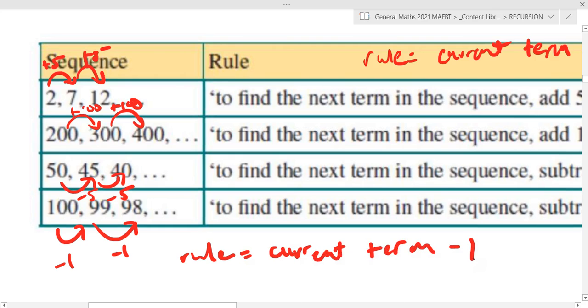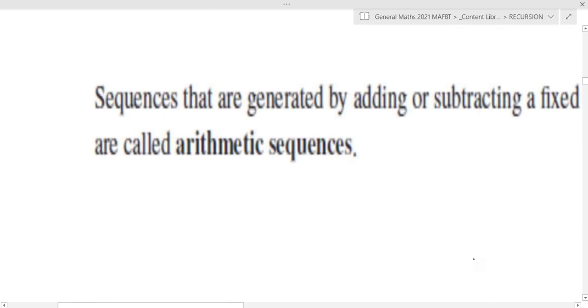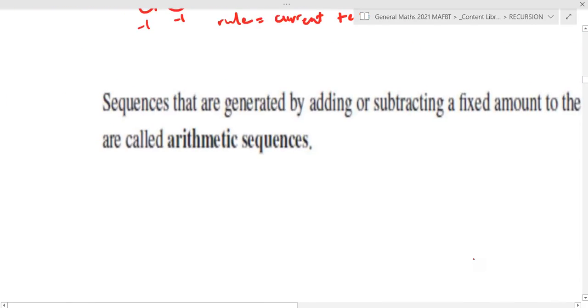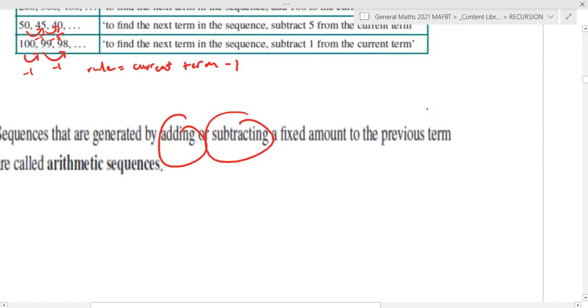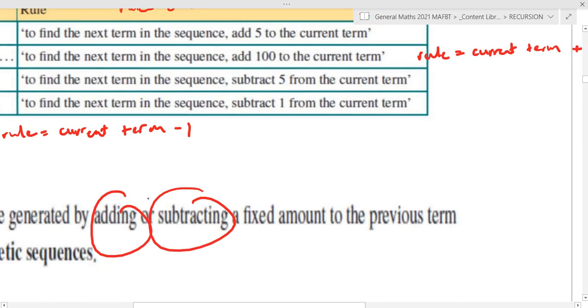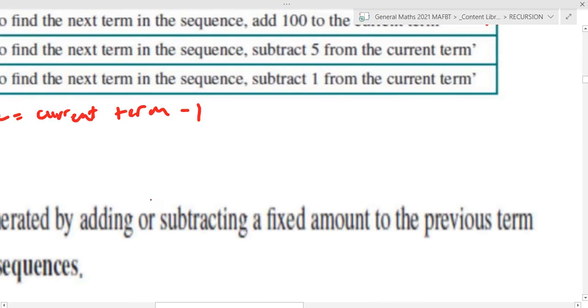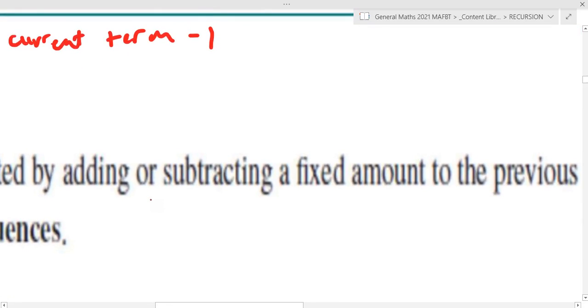Okay, so sequences, whenever you're adding or subtracting by a fixed amount, when it says fixed, that just means the same amount. So when you're adding by a constant amount or the same amount.